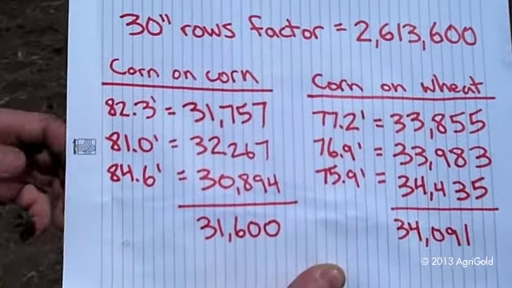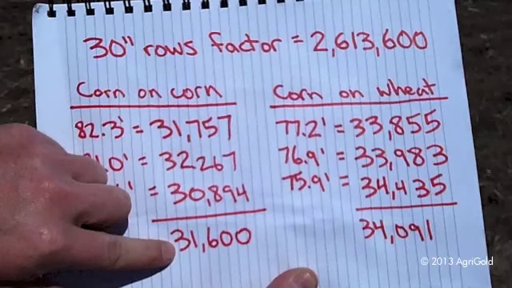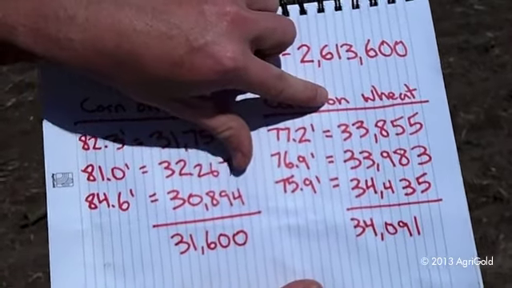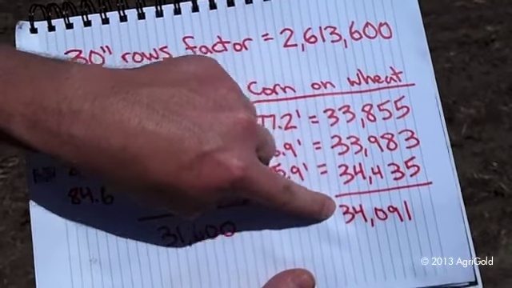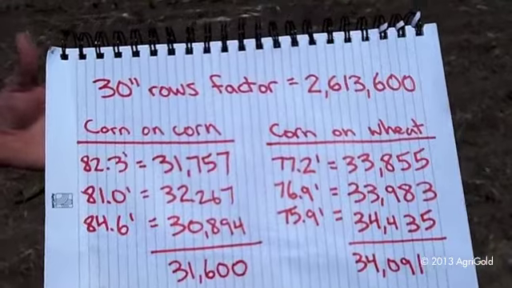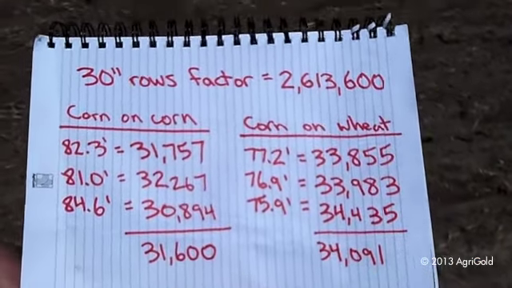The average of the three measurements we took for the corn on corn was 31,600. Using the same method in the corn on wheat, it was quite a bit higher, averaged just over 34,000, so about 2,500 more plants per acre in the corn on wheat.